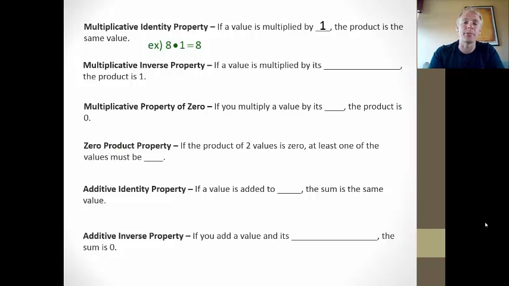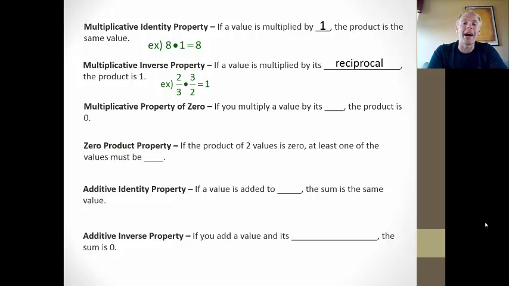Multiplicative inverse property, still dealing with multiplication, but now if a value is multiplied by its reciprocal, the product is 1. Instead of multiplying by 1, we're going to be equaling 1. So if we have two numbers, 2/3 and 3/2, and they're equal to 1, we know that they are multiplicative inverses or reciprocals. And we can also go the other way. If we know it equals 1, we know the two numbers have to be reciprocals or multiplicative inverses.